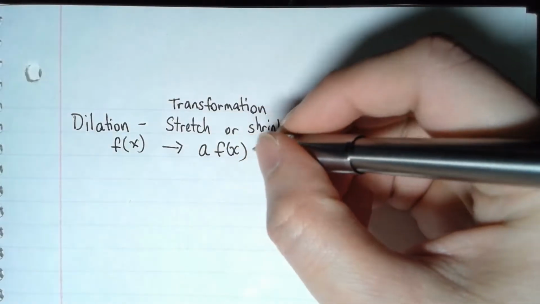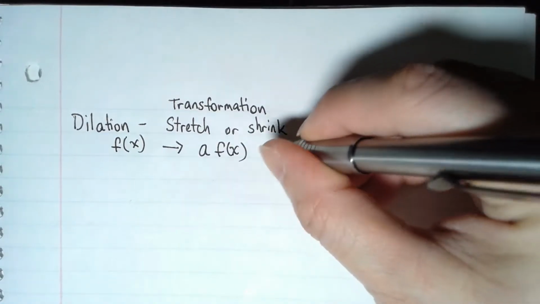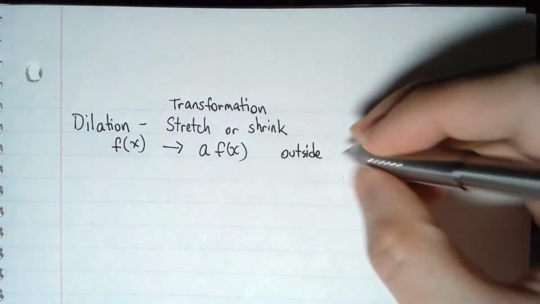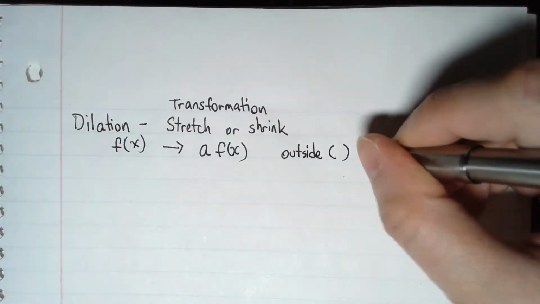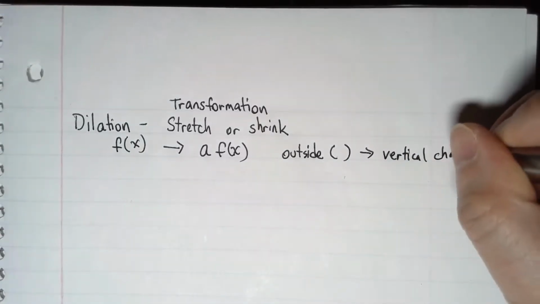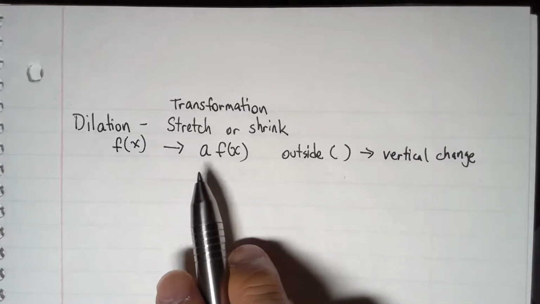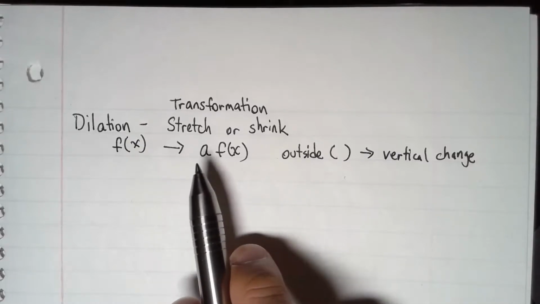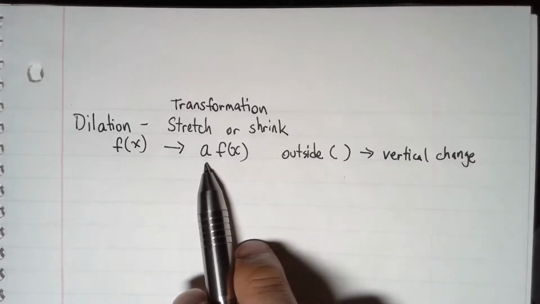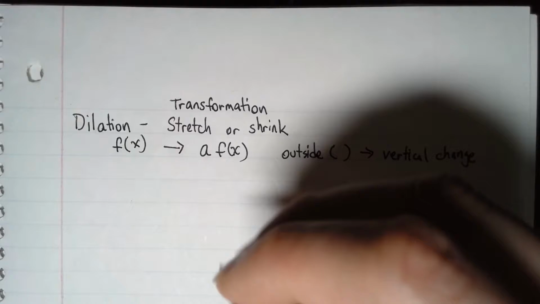Now, if you remember from the last video, if you are outside the parentheses, that means it's a vertical change. So once again, the same rule follows. If you're outside the parentheses, you have a vertical change. So I already know that this is a vertical dilation because you are multiplying. And I know specifically it's a vertical dilation because you're multiplying and you're outside the parentheses. Now, the only thing I need to figure out is is it stretch or shrink. So, in this case, it depends on the number.